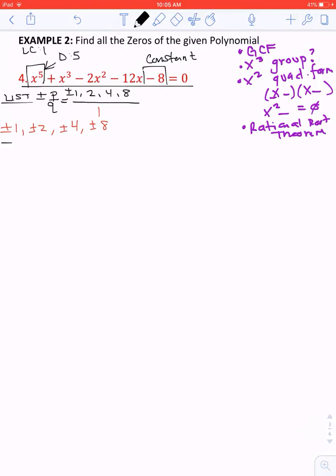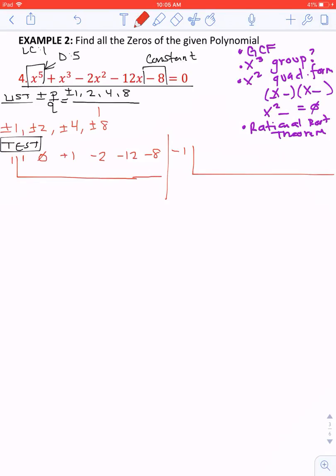Now I need to test them. I test them with synthetic division. So I'm going to start with my 1. All right, positive 1, negative 1. See if any of those give me a 0. All right, so I need to think through, what do I have? X to the 5th has a 1 in front of it. There is no x to the 4th, so it needs to have a 0. X to the 3rd has a positive 1. X squared has a negative 2. X has a negative 12, and my constant is negative 8. Separate those so they don't run into each other: 1, 0, positive 1, negative 2, negative 12, negative 8.